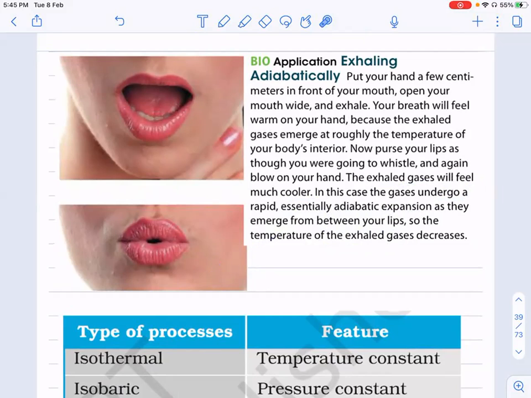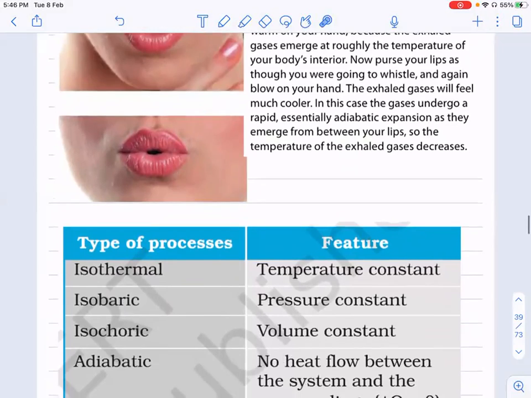It is sudden expansion. Yesterday we have seen experiments where sudden expansion was producing the cooling process. Here also you can feel the cooled air coming out because it is a rapid expansion. Got it? Experiment कर सकते हैं अभी क्लास के बाद.